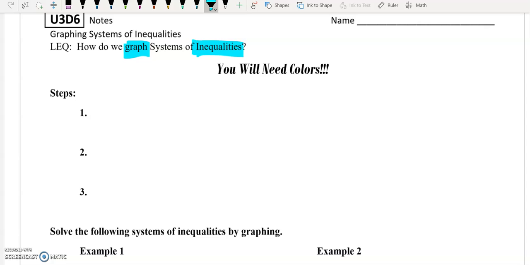So, the steps to graphing a system of inequalities, and I will say with systems of inequalities, graphing is the only way to find the solutions because there are just so many solutions, you can't really put it into a numerical sense. So graphing is kind of the only way to solve systems of inequalities. Step number one is to graph and shade the first inequality. That includes deciding whether it's a solid line or a dashed line, and then shading above or below.